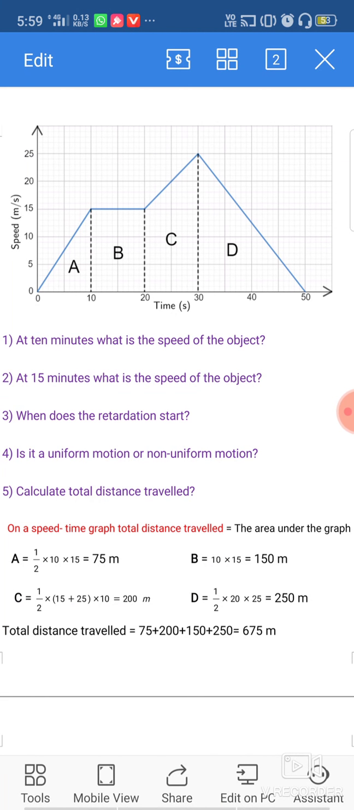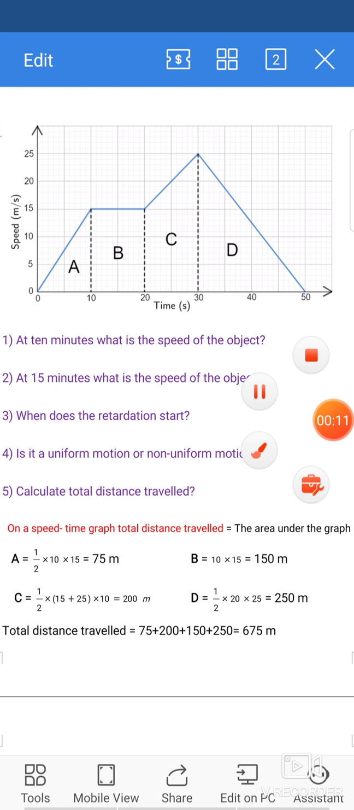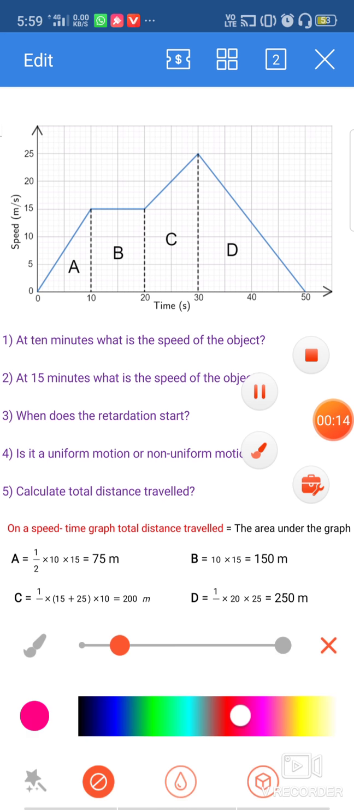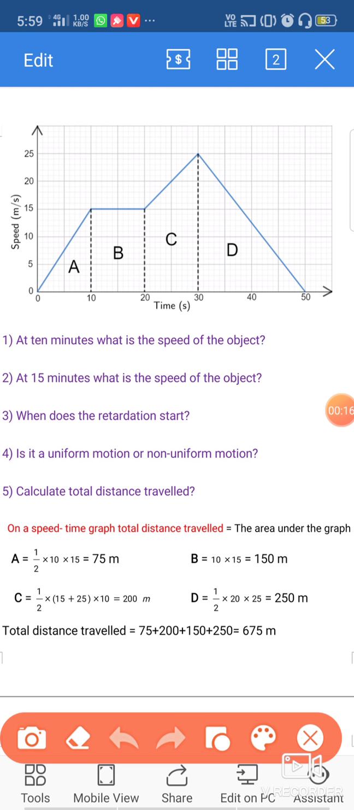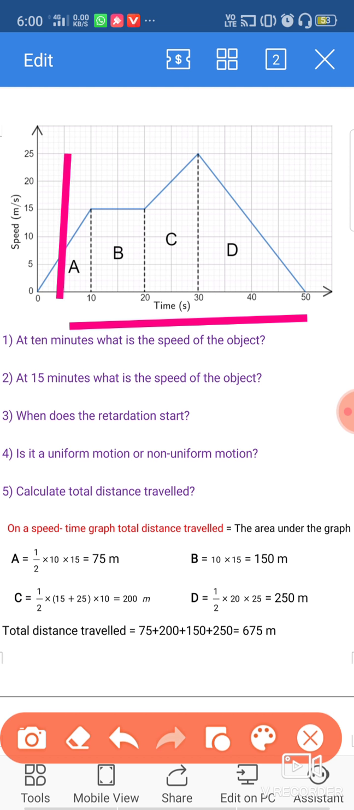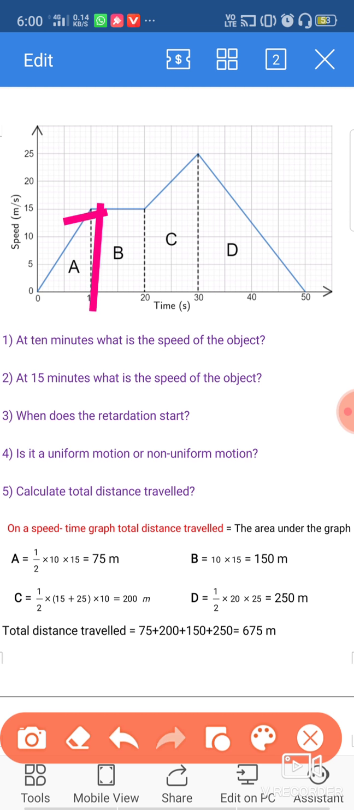Children, we should know how to interpret a time-speed graph. The X-axis shows the time taken. The Y-axis shows the speed of the object. First question: at 10 minutes, what is the speed of the object? At 10 minutes, the speed of the object is 15 meter per second.